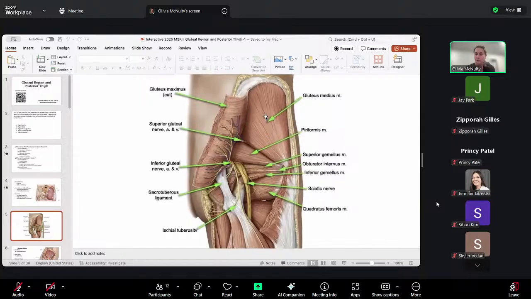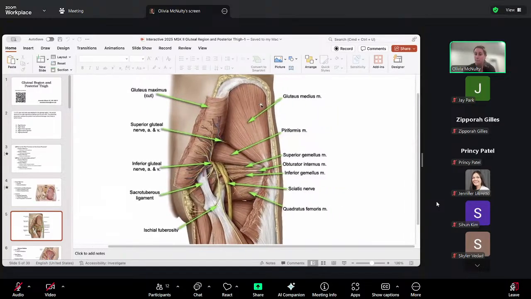Then when you come in here, you're going to see gluteus medius, and under that, gluteus minimus, and that's going to be your superior gluteal nerve. Then you have this nice triangular muscle, which is your piriformis. It attaches from your sacrum and goes to your greater trochanter, so it's a lateral rotator. And this has its own named nerve, the nerve to piriformis.